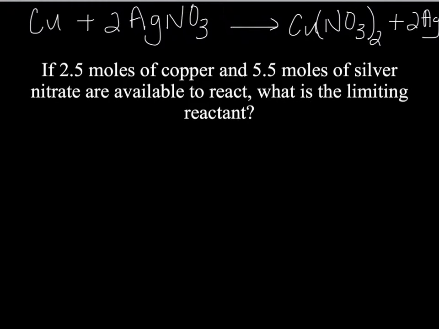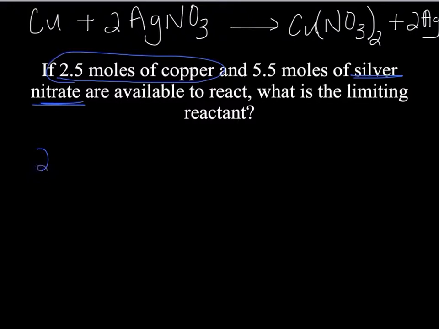In this video, I'm just going to show you a quick way to solve a limiting reactants problem. So here's the question. If 2.5 moles of copper and 5.5 moles of silver nitrate are available to react, what is the limiting reactant? So here, I'm going to start off with my 2.5 moles of copper, and I'm going to convert it directly to moles of silver nitrate.